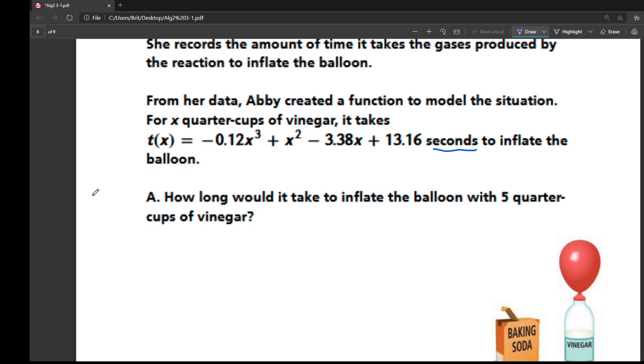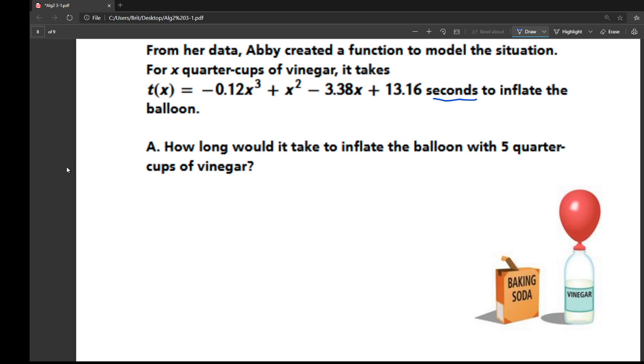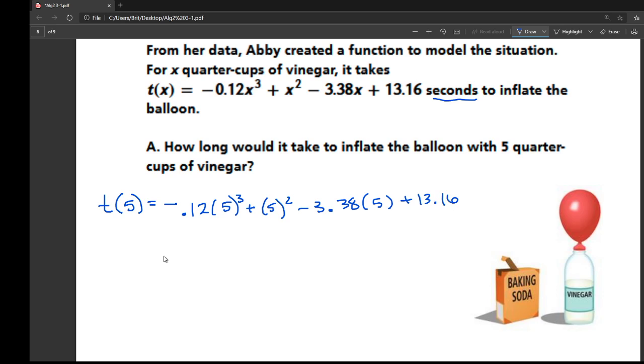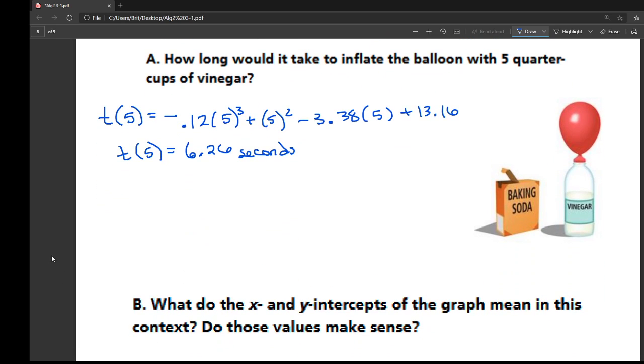So part A says how long will it take to inflate the balloon with 5 quarter cups of vinegar. So all that they're asking us to do is to evaluate this expression with 5, all right? Now, when you guys go to do this, I would just use like Desmos or something to actually get the number. Otherwise, these numbers are so small that you could get very easily sidetracked with your values. Okay, so like when I was in school, I wasn't allowed to use a graphing calculator, so I had to calculate each of these by part and then add them. But if you have access to Desmos, just type it into Desmos. And when I did that, I got 6.26. So it would take 6.26 seconds to fill the balloon with 5 quarter cups of vinegar.